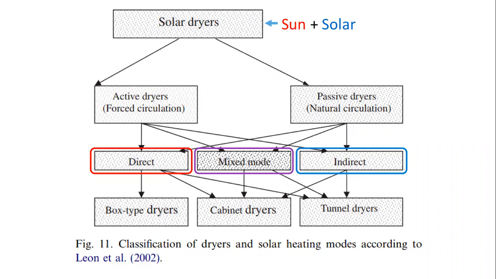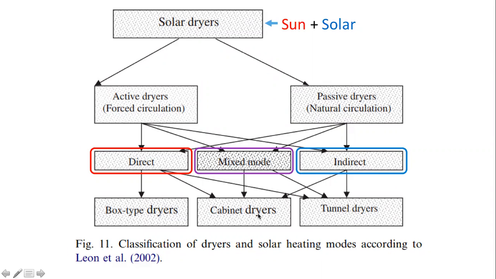Different types of solar dryers are available. We call them solar dryers because in this type of dryer we use heated air, not direct sunlight. There are active dryers and passive dryers. Active dryers use forced circulation by using fans and exhaust fans. We use some forced techniques for the circulation. But in passive dryers, natural circulation is there. That's the difference. So direct type of active dryers and mixed mode are available.